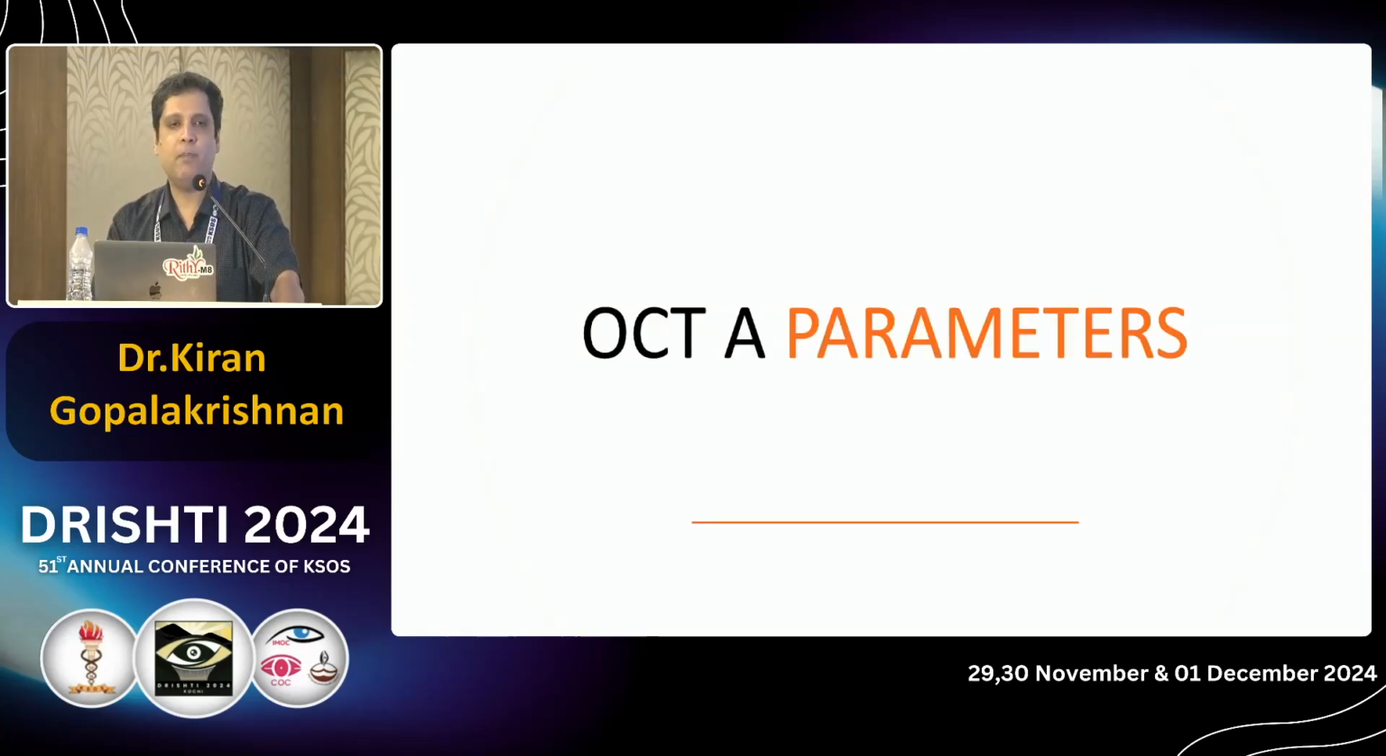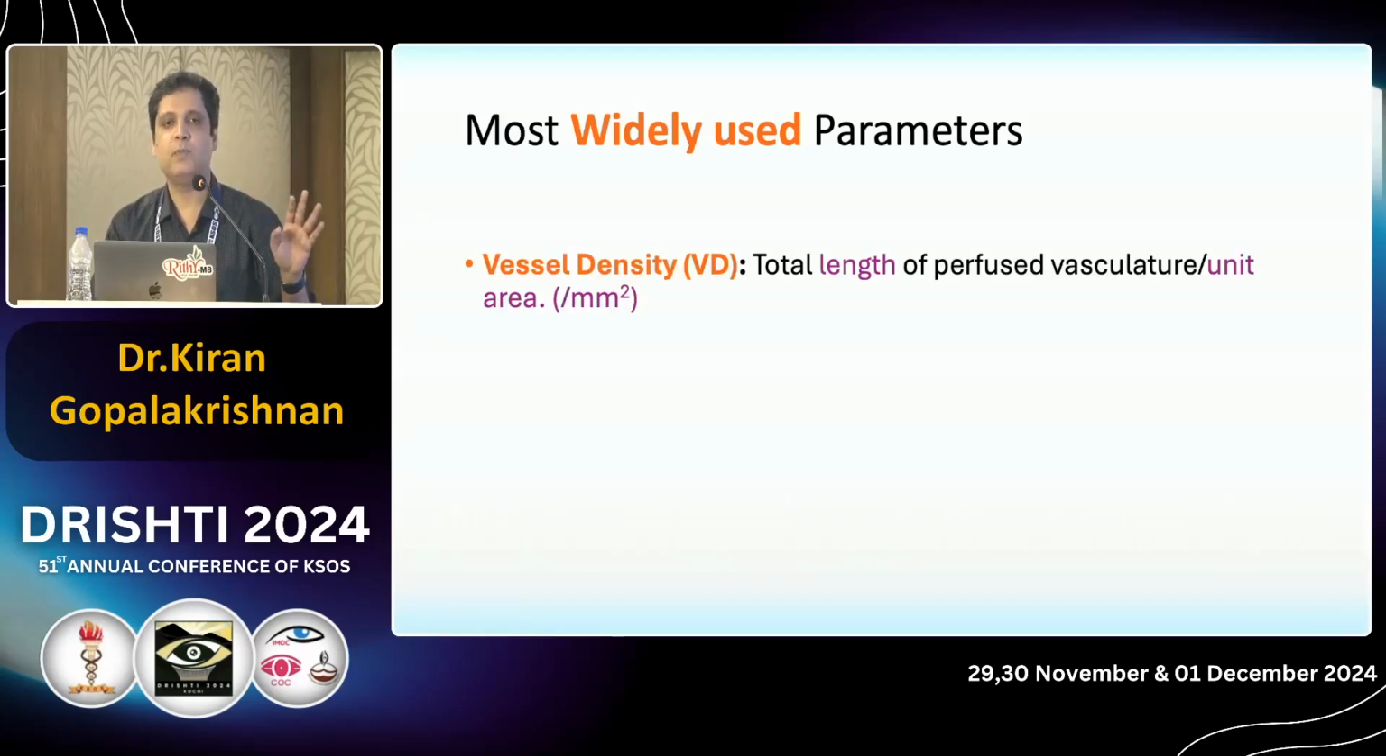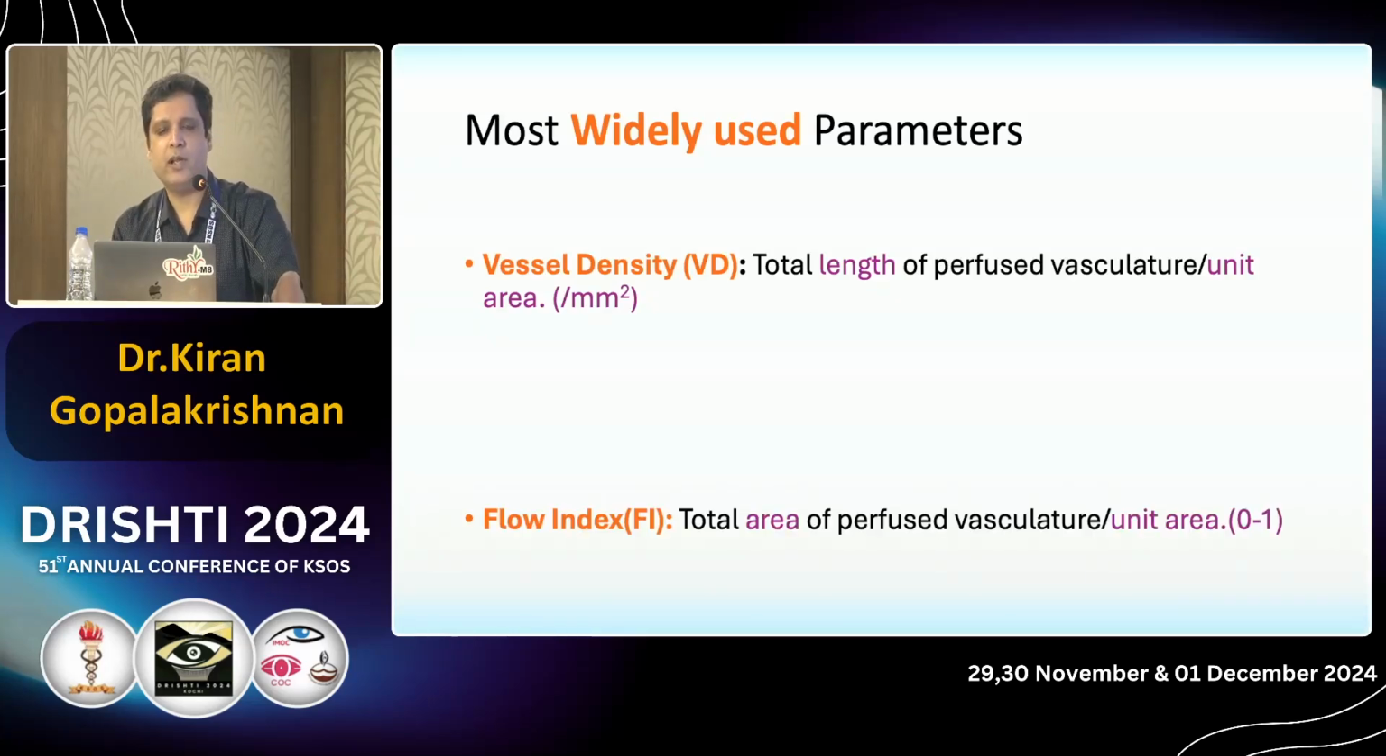So what are the OCTA parameters that are used in glaucoma? Because of multiple platforms, there are so many parameters. The most widely used parameters in glaucoma: one is the vessel density. The term itself is self-explanatory. And the other is flow index, which looks at the area of perfused vasculature, and therefore it is described in units of 0 to 1. The higher value implies a higher flow index.